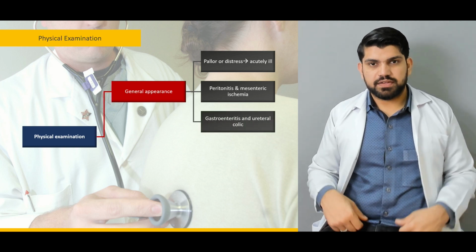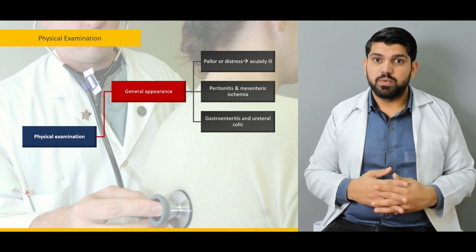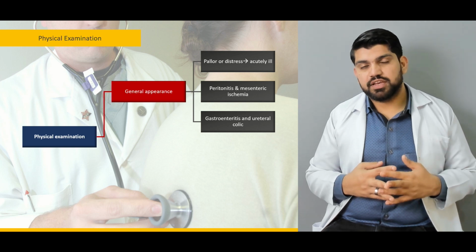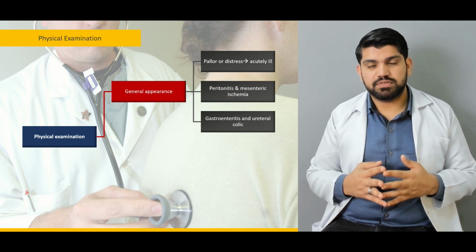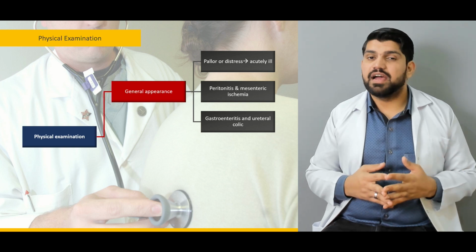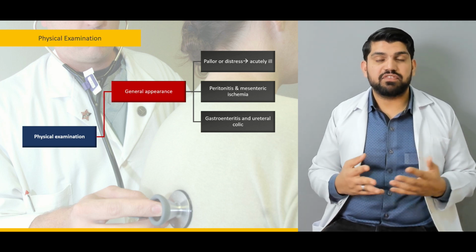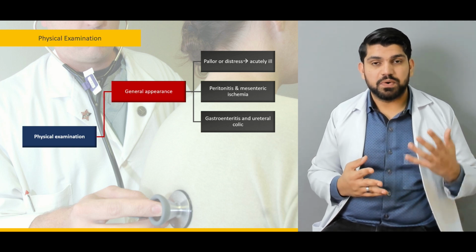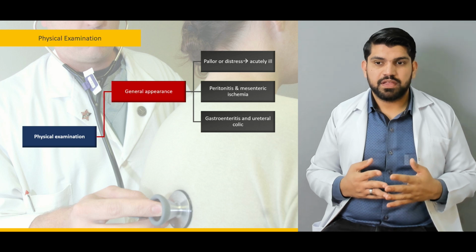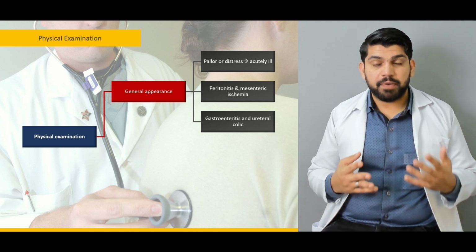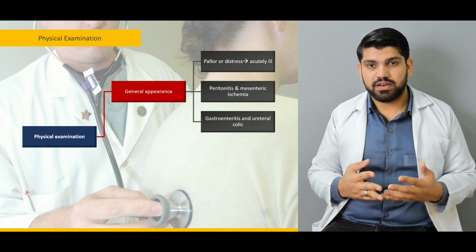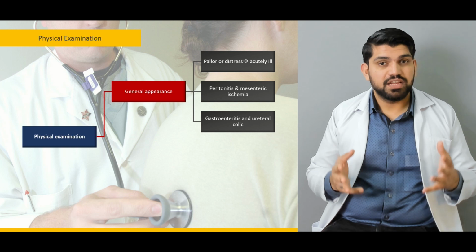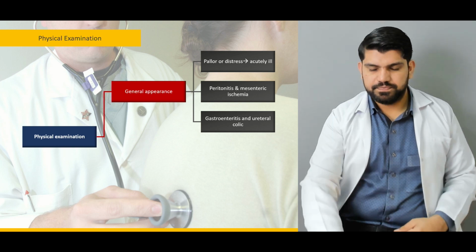Gastroenteritis and urinary colic can also present with acute distress. How can gastroenteritis present with acute distress? It's multiple episodes of diarrhea and vomiting. Yes, dehydration. Significant dehydration can present with a toxic look, pallor, distress, or altered mental status. Urinary colic can present similarly. The pain of urinary colic is so significant, at times unbearable. So this patient is acutely ill.